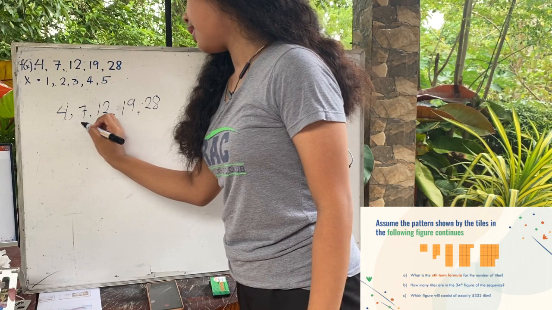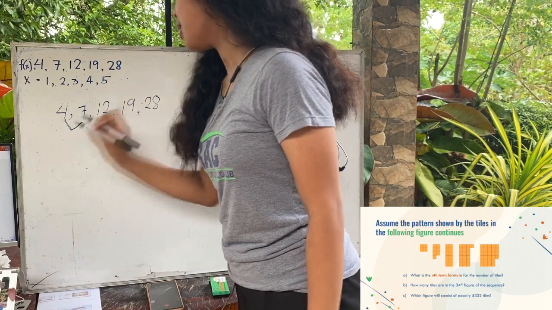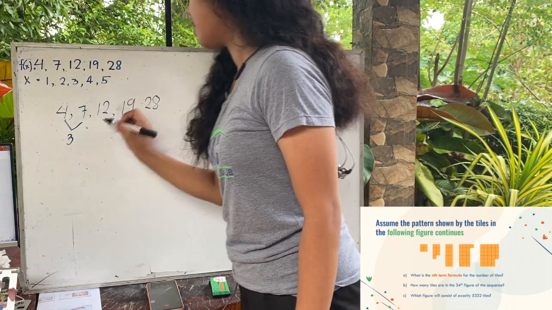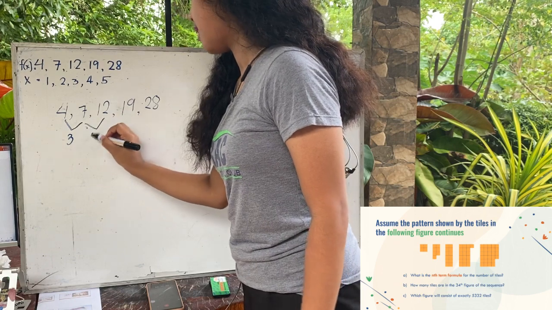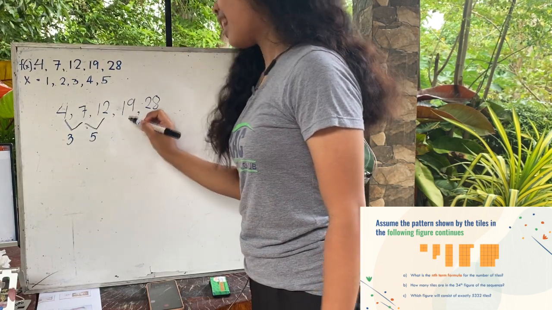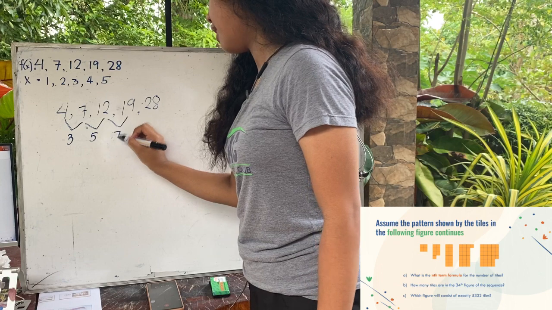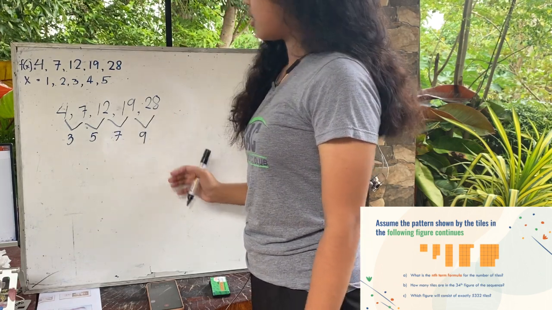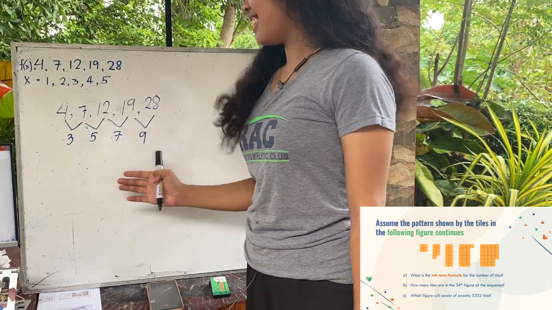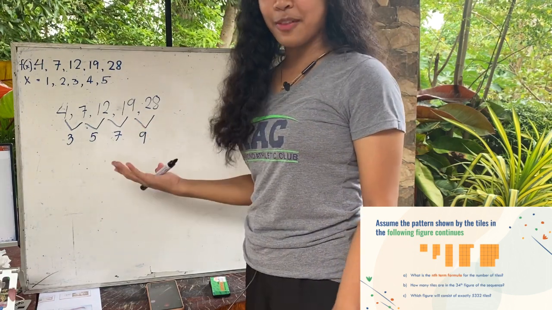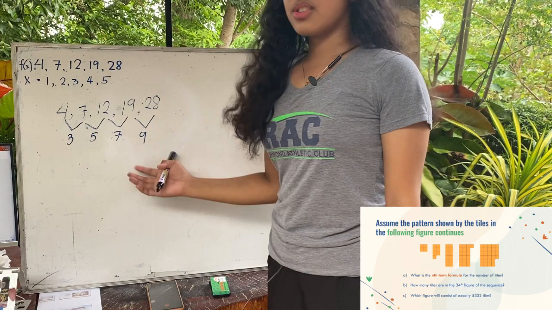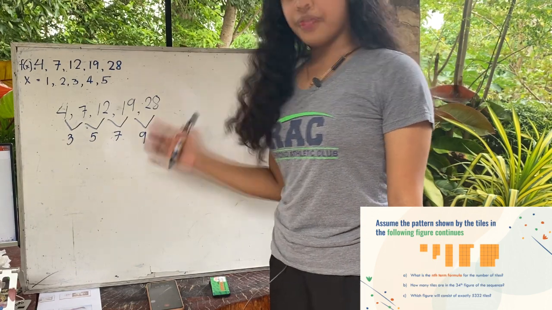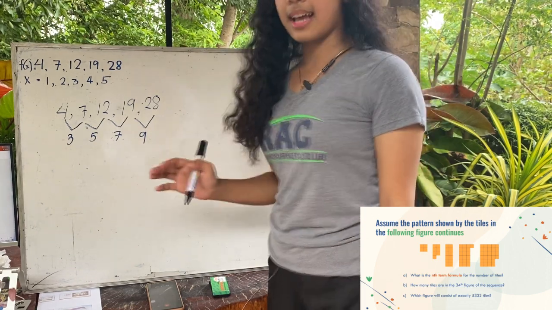So let's subtract. 7 minus 4 is 3. 12 minus 7 is 5. 19 minus 12 is 7. And 28 minus 19 is 9. So, as we can see, the differences are not yet the same. So since we have no constant in the first difference, we try the second difference.